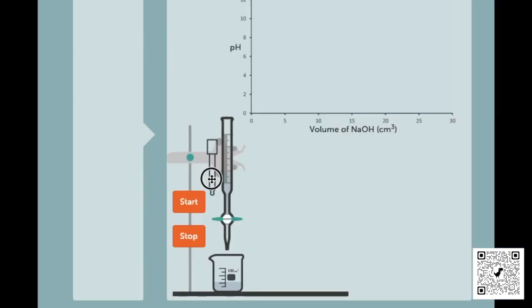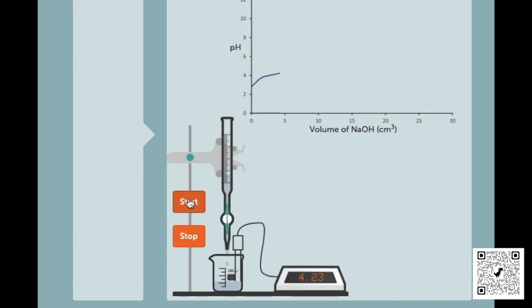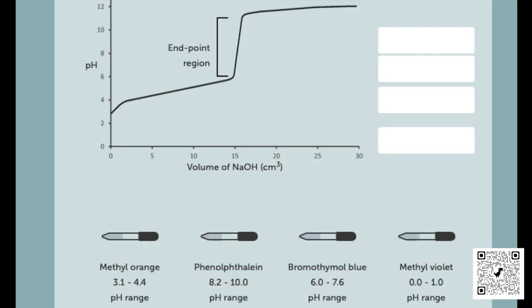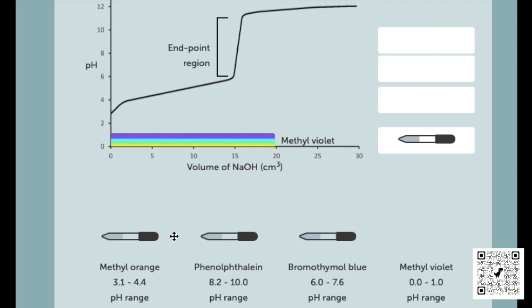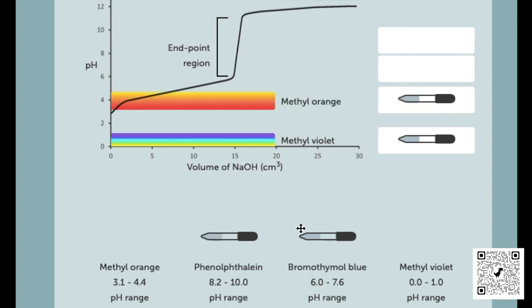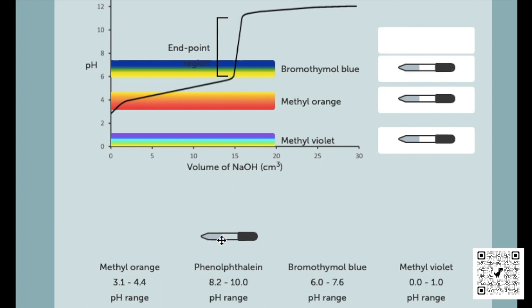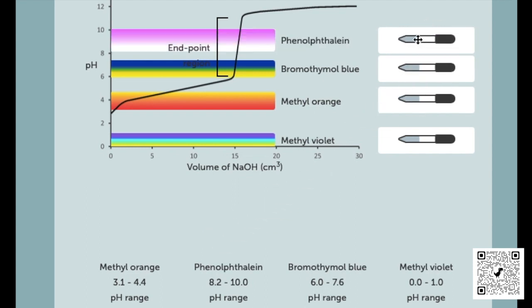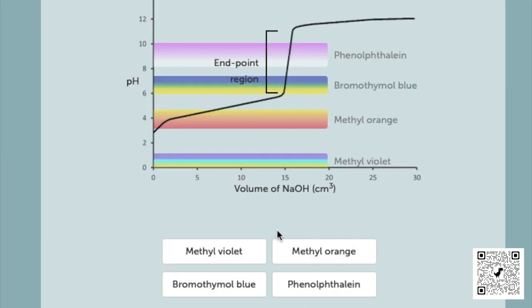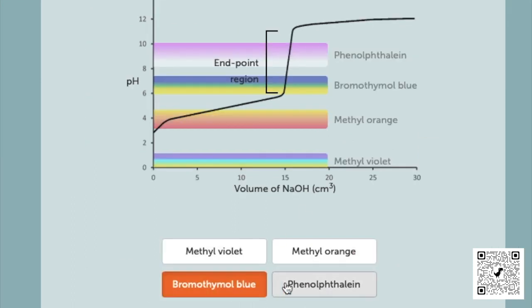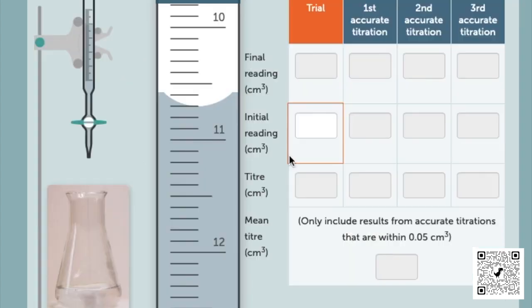Next, you'll run the titration and monitor the change in pH using a pH meter. You will use the data to select an appropriate indicator. We can use an indicator compound to visualize the endpoint of the titration. Match the different indicators with the pH range at which they change color. So we can make a conclusion that two different indicators can be used. They are bromothymol blue and phenolphthalein.